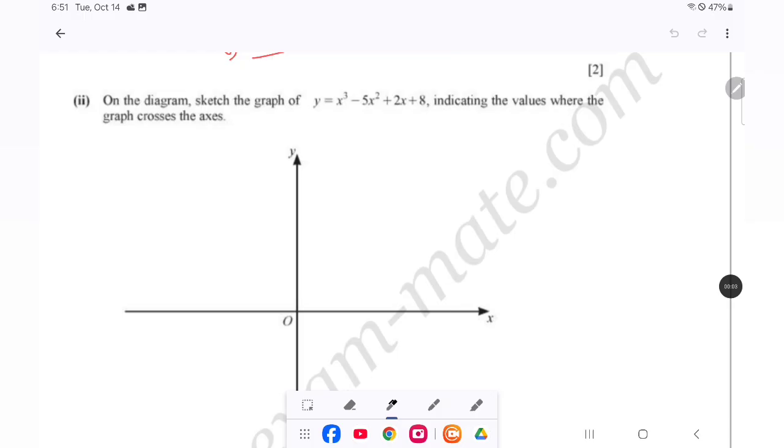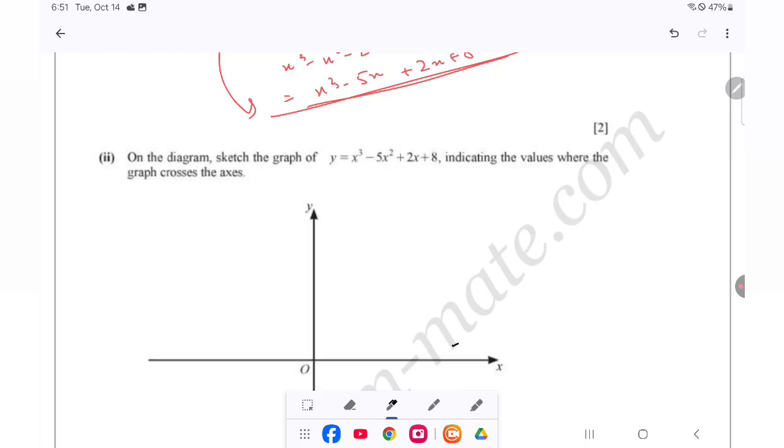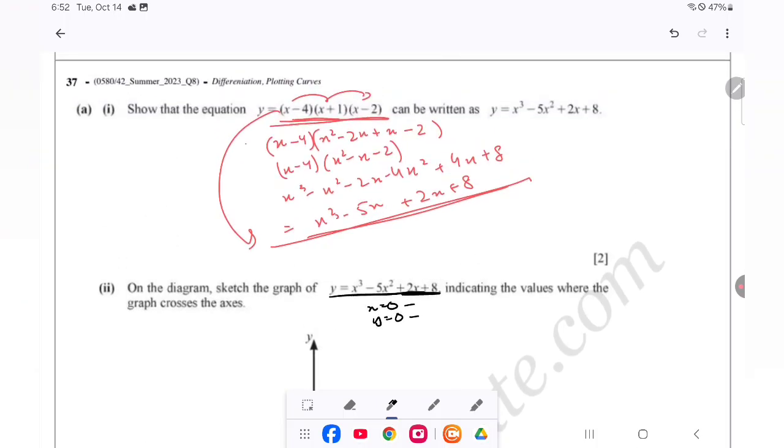Now for part 2, on the diagram, sketch the graph for the given equation indicating the values where the graph crosses the axis. This is a complicated equation where it is difficult to put x equals 0 and y equals 0 for the y-intercept and x-intercept. So we know that this equation is equal to the given equation.